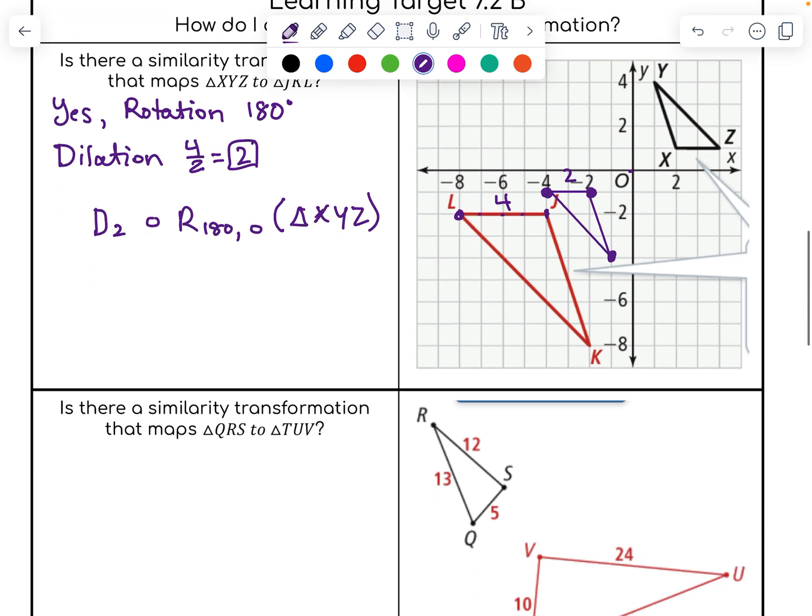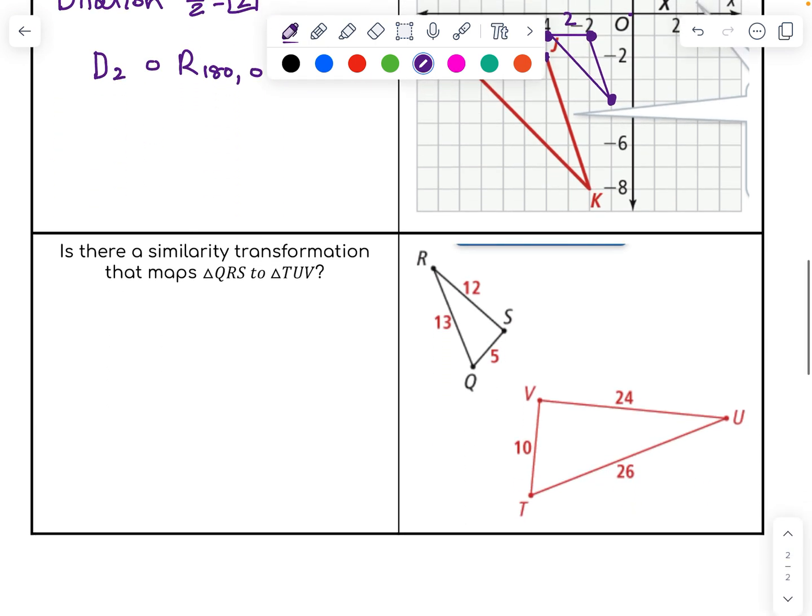Now, if you look at the next one, it's a little bit tougher, but we can check for similarity. This one definitely looks like it reflects and rotates a little bit. So we can get creative when you see them this way, but the first thing we need to do is check for similarity by checking the ratios.